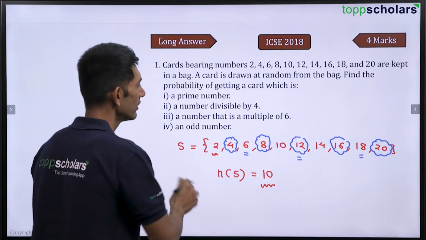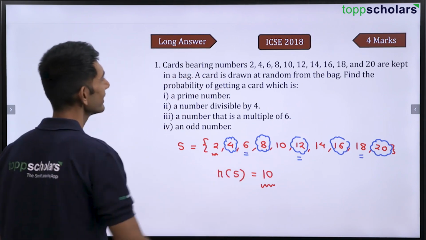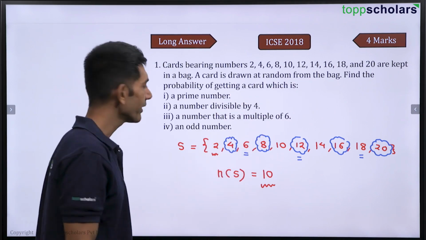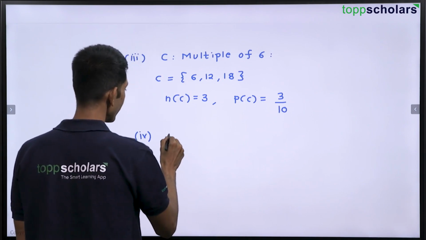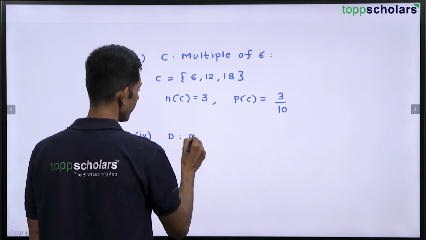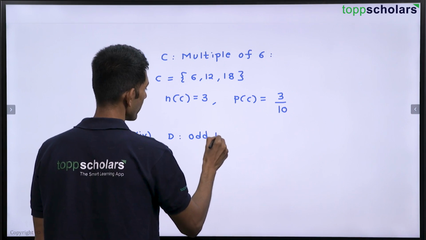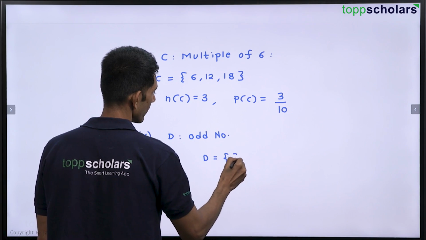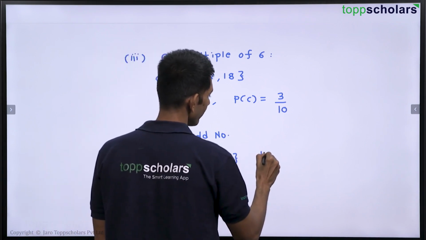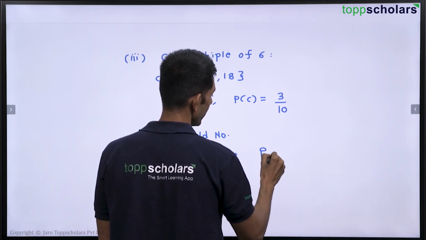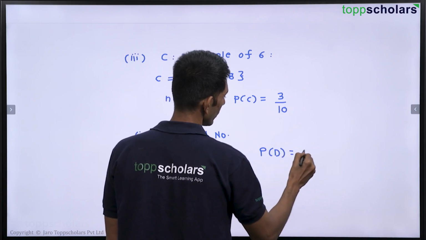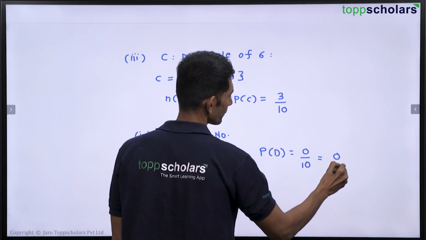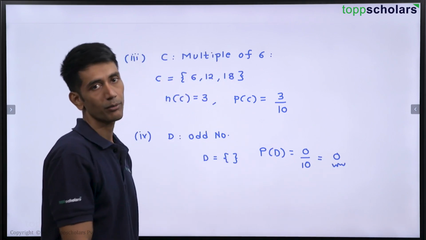An odd number. So check how many odd numbers are there. See, already all the cards bearing the numbers are even numbers, right? So if I say D is an event of getting an odd number, can I say in event D I'll have nothing, right? So the probability of event D is equal to 0 by 10, and 0 by 10 is nothing but 0, correct? So the probability is 0.